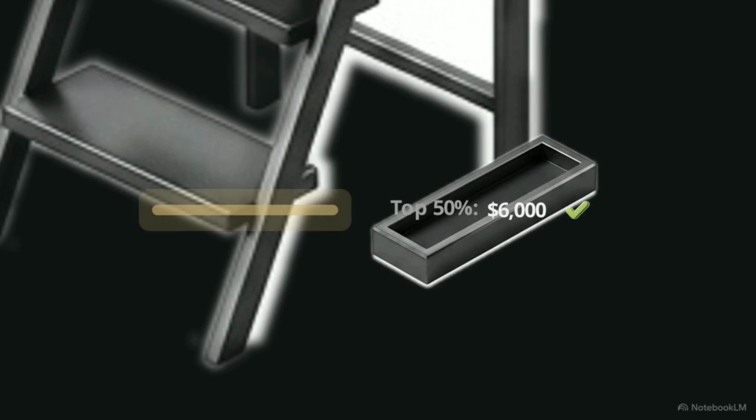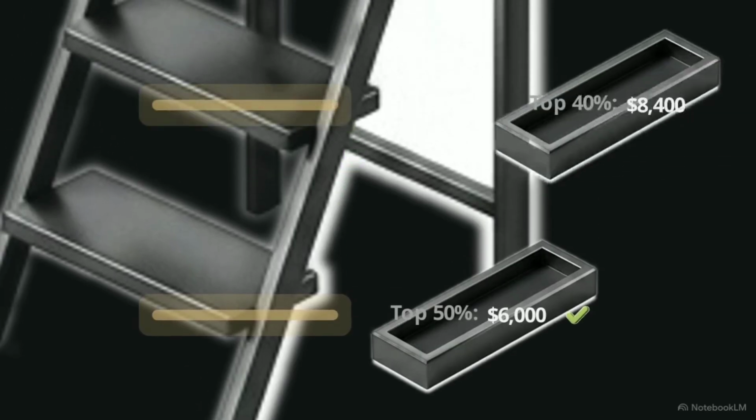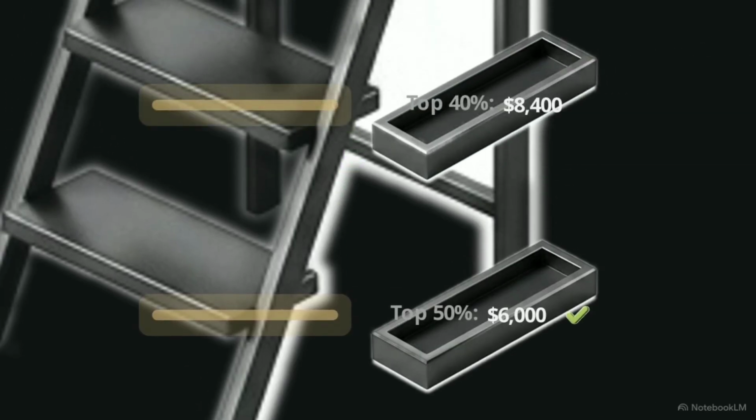To begin your tracker, write down Milestone 1, $6,000. Escaping the bottom half of the global population requires less capital than expected, removing that initial feeling of overwhelm. Next, add Milestone 2, $8,400 to your tracker, pushing you into the top 40%.